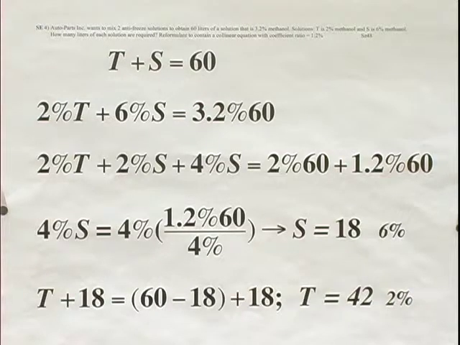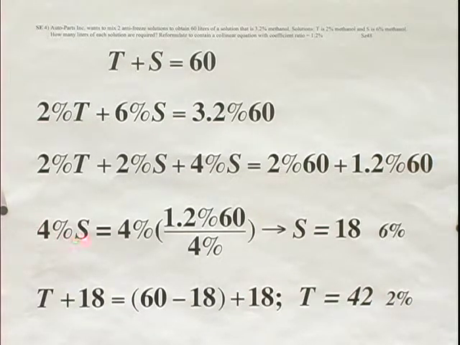Why did I do that? If I graph this equation and I take these three terms, 1, 2, 3, and graph it, it'll be the same. It'll coincide. The lines will coincide. Two collinear equations. The only way this equation can be equal is if 4% S is equal to 1.2% times 60. The odd terms.